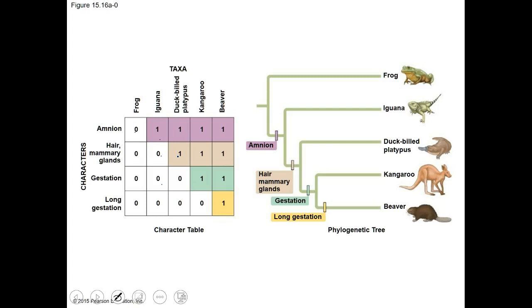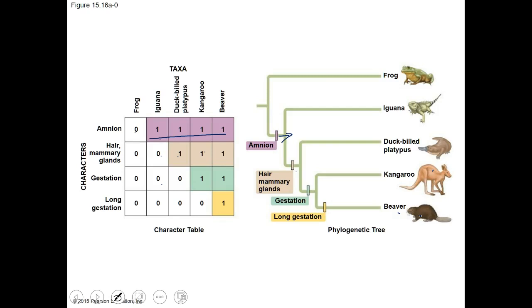So you can actually build the tree this way based on figuring out ones and zeros, then you can line them up. If we look at it both ways, the amnion, the frog doesn't have it, but everybody who follows does. So everybody after this tick mark is going to have it: iguana, duck-billed platypus, kangaroo, and beaver. Just like we see here. Hair and mammary glands, we'll see that in the duck-billed platypus, the kangaroo, and the beaver. So that's how we have to arrange things.